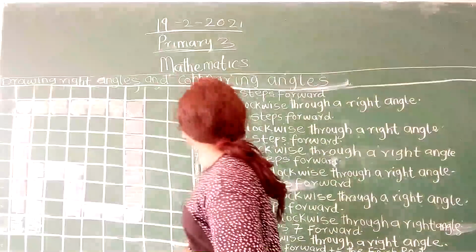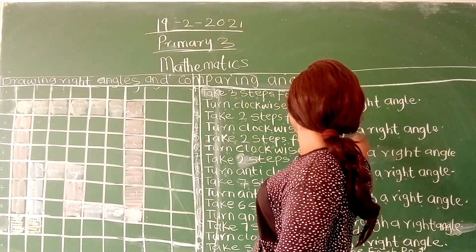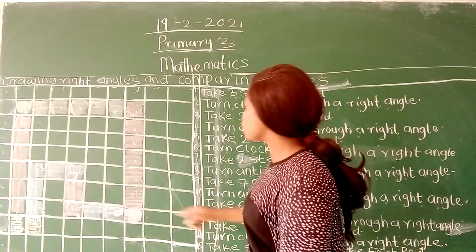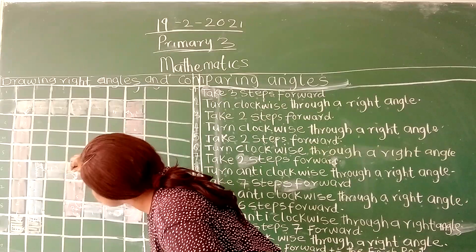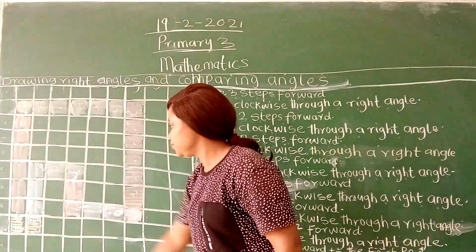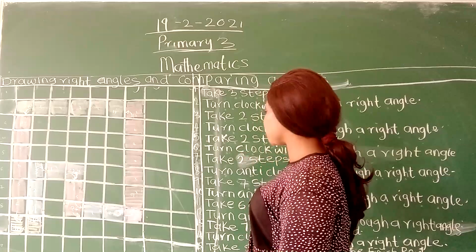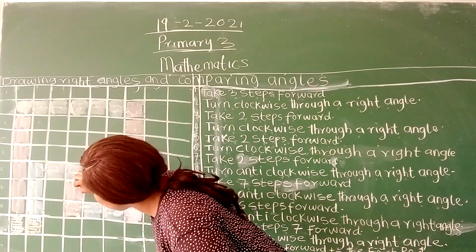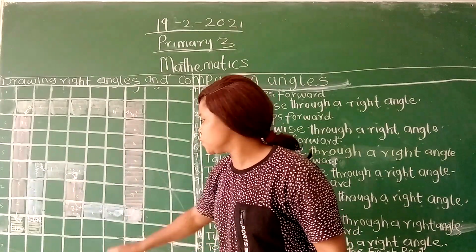Then the fourth instruction said, turn clockwise through a right angle. You turn what? Clockwise through a right angle. Good. You turn like this. You are now facing down. Right angle. We've gotten an angle here. Another instruction, number 5: take 2 steps forward. 1, 2. Everybody take 2 steps forward. Move to the 2 squares.